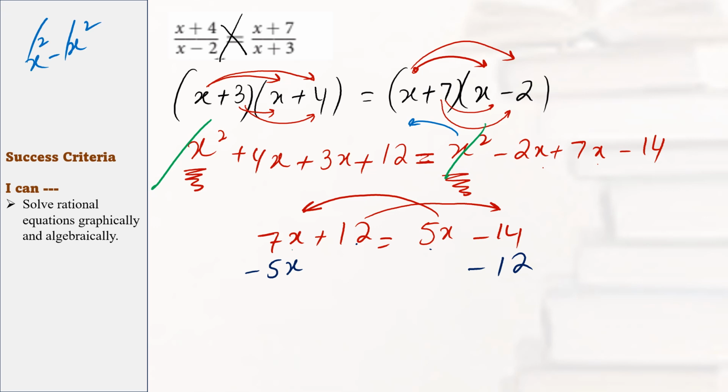Now 7 minus 5, 2x. Minus 14 minus 12, minus 26. We divide both sides by the 2 to eliminate this x, and the answer is negative 30.